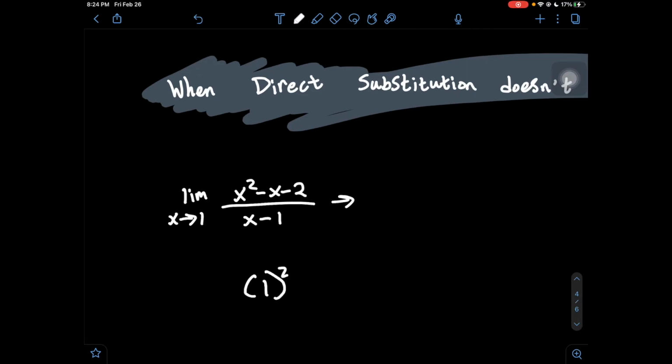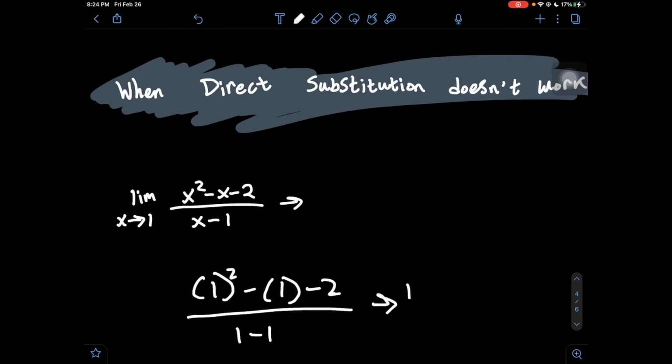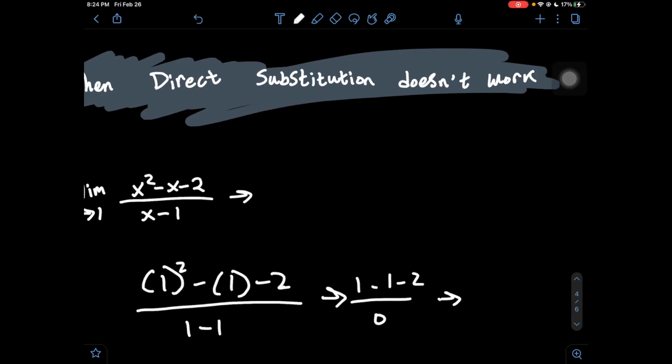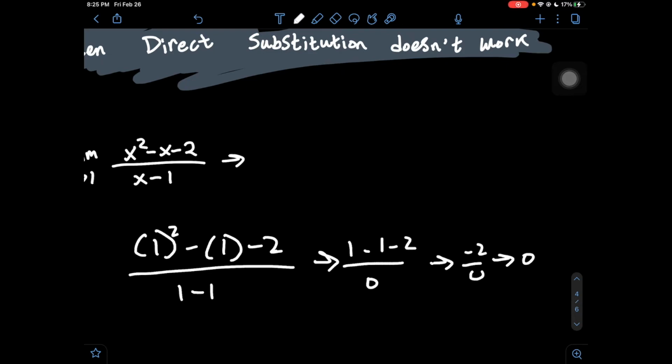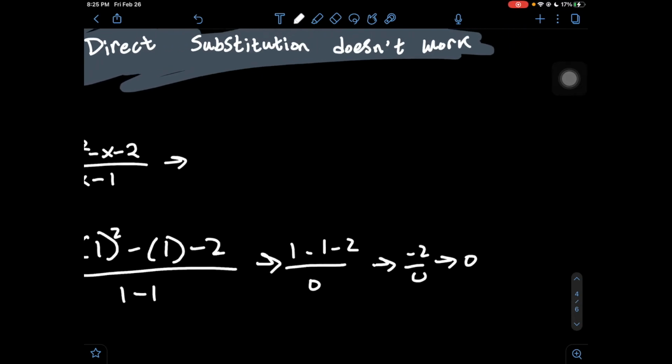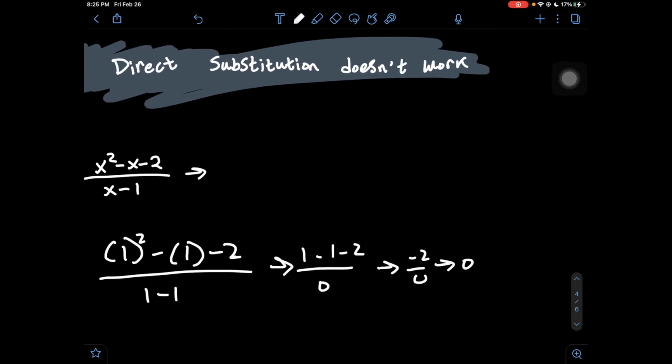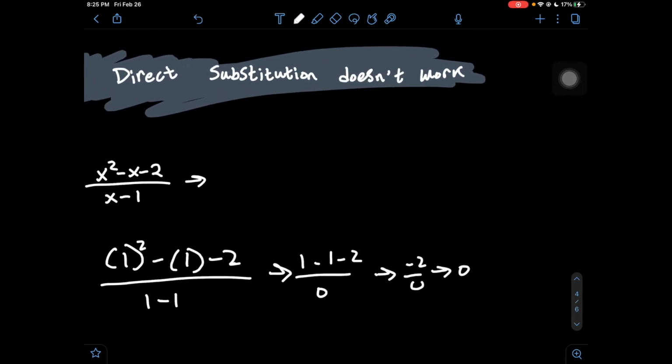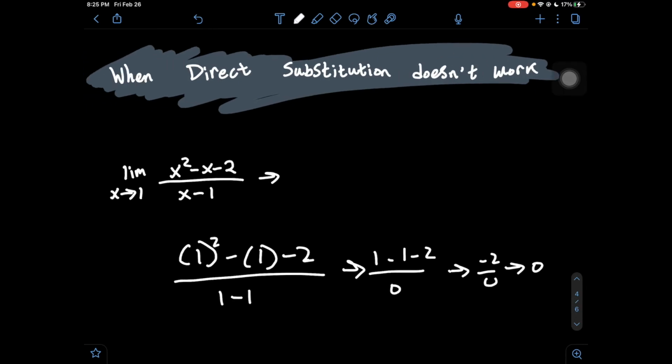So we have 1 squared minus 1 minus 2 over 1 minus 1. So 1 squared is 1, minus 1 minus 2 over 1 minus 1 is 0. 1 minus 1 minus 2 is -2 over 0. So we can see that we have a denominator value of 0. Well, we can't really have that. So now what we're going to try is factoring, doing direct substitution again, and then after factoring, if we get a constant value, we have something special. Well, let's try and factor it.